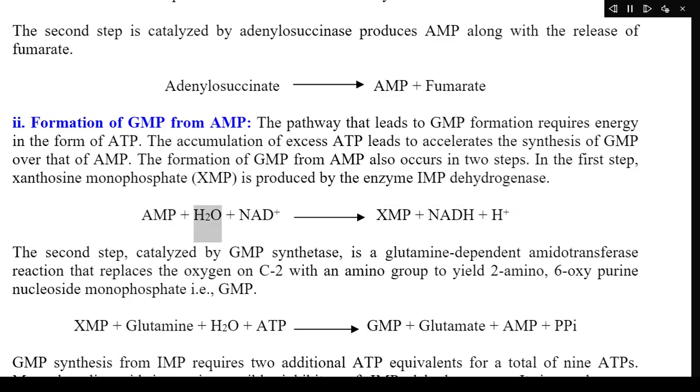IMP plus H2O plus NAD+ yields XMP plus NADH plus H+. The second step, catalyzed by GMP synthetase, is a glutamine-dependent aminotransferase reaction that replaces the oxygen on C2 with an amino group to yield 2-amino,6-oxypurine nucleoside monophosphate, i.e., GMP. XMP plus glutamine plus H2O plus ATP yields GMP plus glutamate plus AMP plus PPi. GMP synthesis from IMP requires 2 additional ATP equivalents for a total of 9 ATPs.